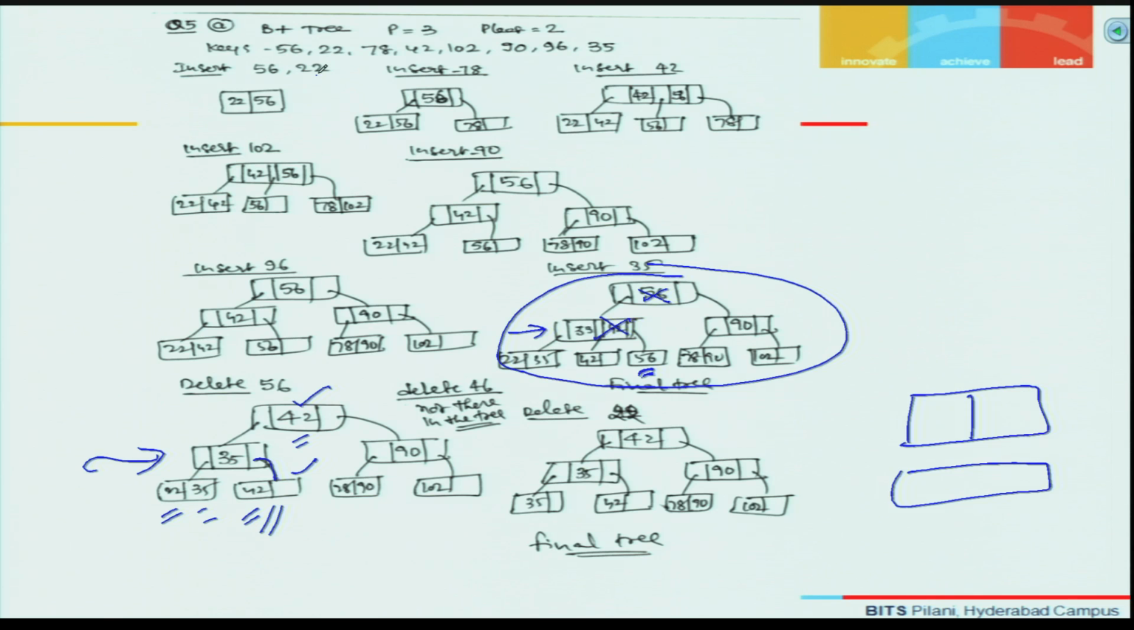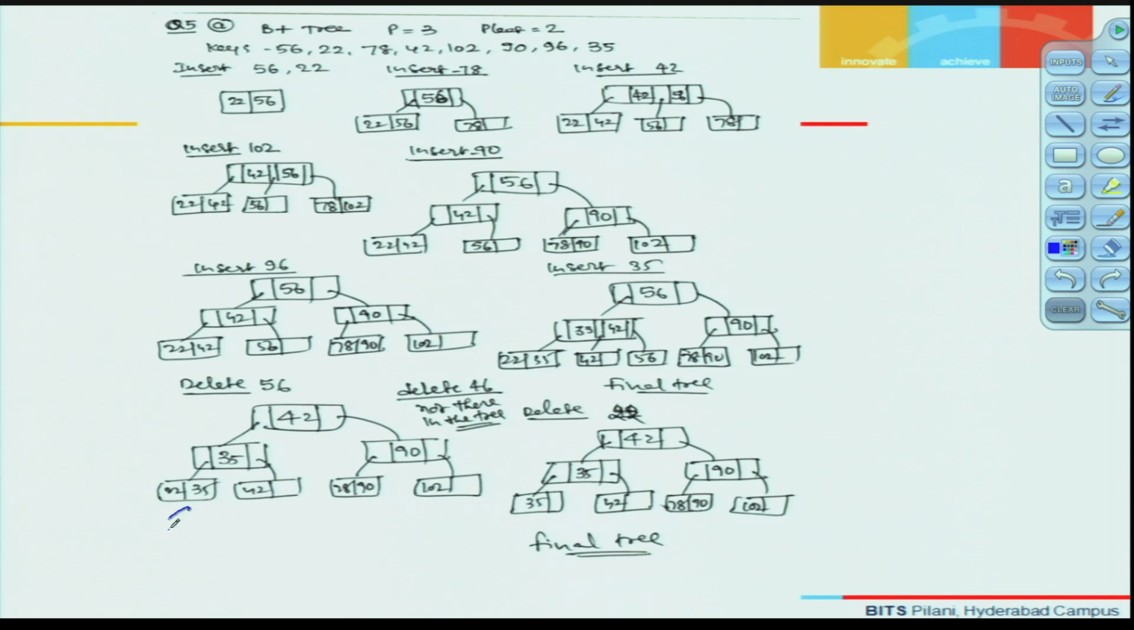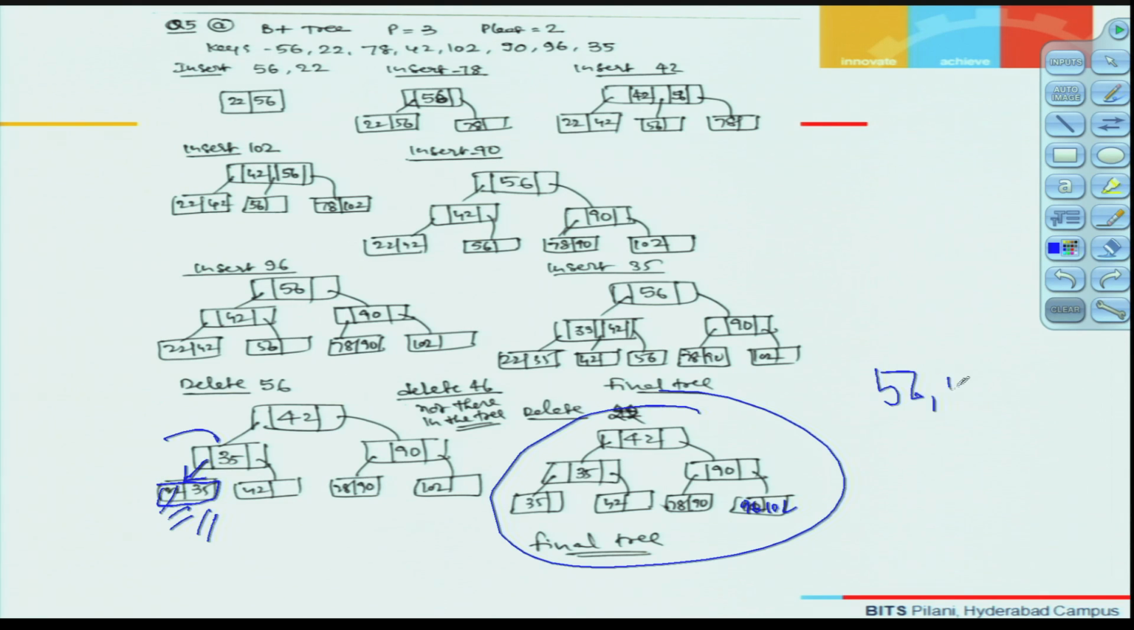Now it is asked to delete 46. In fact, there is no such key in the tree, hence the deletion of 46 is not possible. And when I am trying to delete 22 from this tree, the 22 is available here without any problem. After deleting 22, still there is one more key available, that is 35, which is in this bucket and which is pointed to by the left hand child pointer of this particular node, which has only one key, hence there is no problem. After deleting that, this is going to be the shape of the B plus tree. This is the final tree after deleting 56 and then 42.